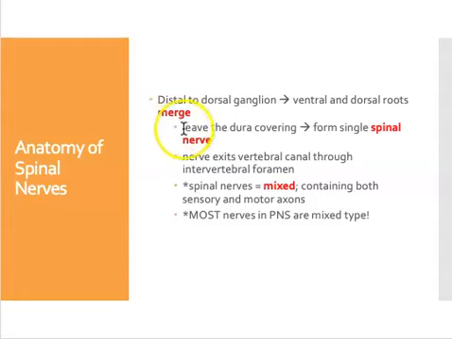This is where spinal nerves leave that dura covering, that meningeal covering. This is where the dorsal and the ventral roots come together. The nerve exits the vertebral canal, remember the bony vertebral canal, through the intervertebral foramen. Now, dorsal root, ventral root, they're coming together, they're forming a single spinal nerve, they're exiting out of the bony vertebral canal through the intervertebral foramen.